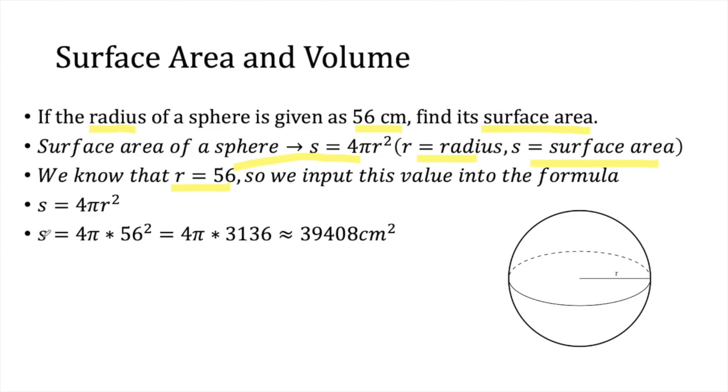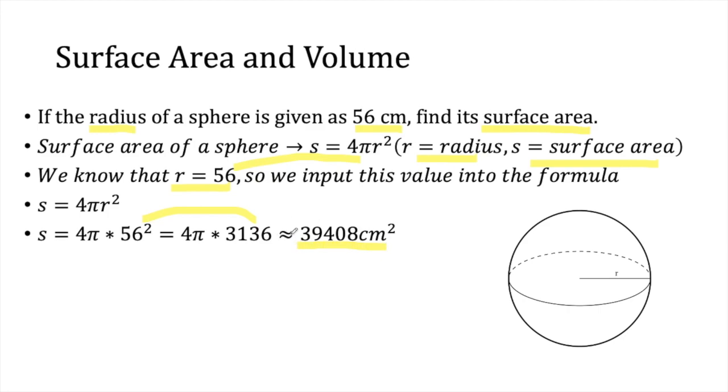And since S is already isolated, its coefficient is 1 and there are no constant terms on its side of the equation, we can directly solve for S. So we substitute the value and get 4π times 56 squared, which is 4π times 3136. These two things are the same thing. And that would give us approximately 39,408 square centimeters.